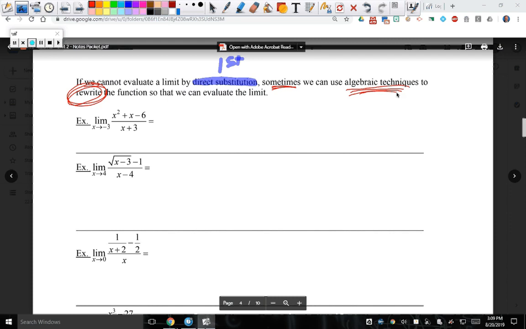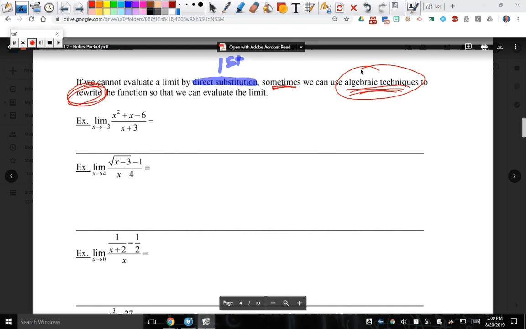Wait, so if you're saying that direct substitution will get us a bunch of doesn't exist answers, does that mean if we get does not exist, it might be wrong? Yes. Did you hear that? If you get something that does not exist, chances are when you are first starting calculus, it might not be does not exist. There'll be another answer. You just didn't do the proper algebraic techniques in order to get to that answer.